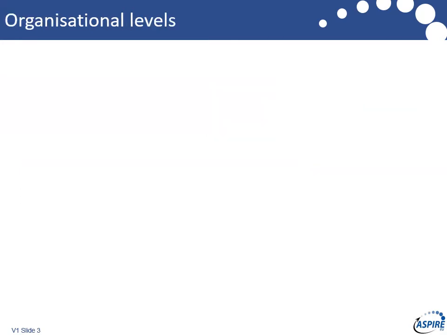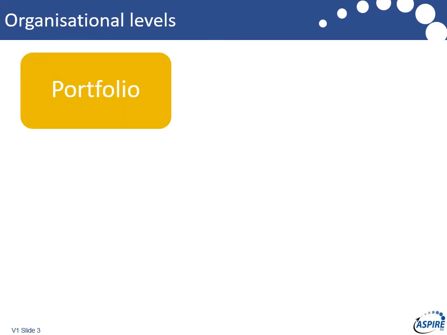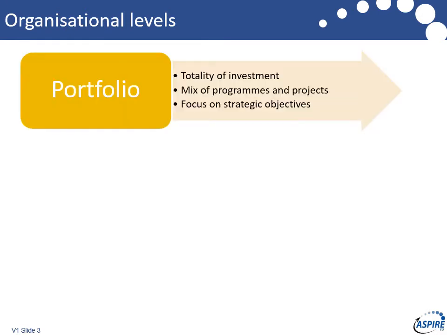So let's have a little think about the organisational levels that affect programmes and projects. At the top, we've got portfolio management. That's the totality of an organisation's investment in change and improvement. So that's where that term comes from. It comes historically from the concept of the financial portfolio, where you're balancing risk within finance. And in effect, that's what an organisation is doing when they're sorting out their governance and their project delivery.